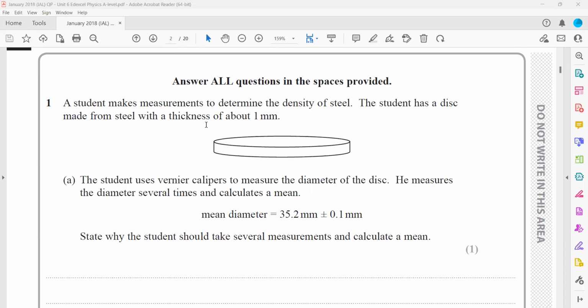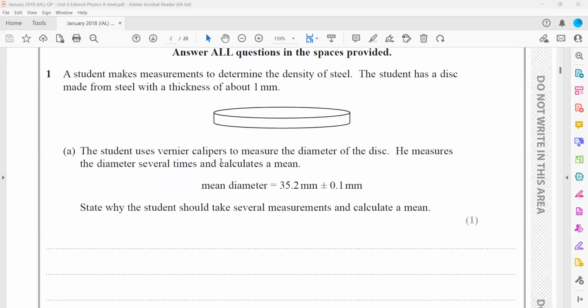The student has a disc and it is made from a steel with a thickness about 1 millimeter. The student used a vernier caliper to measure a diameter of the disc, and he measured a diameter several times and calculate the mean or average. State why the student should take several measurement and calculate the mean.